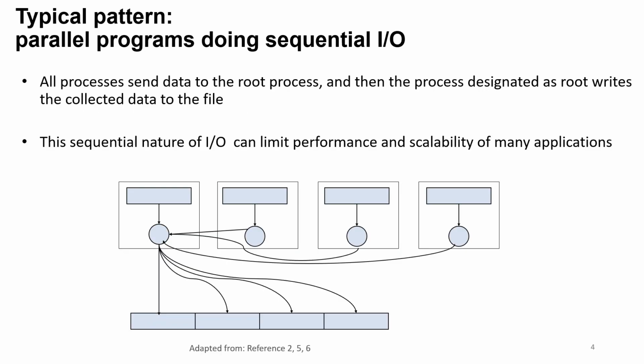One pattern that we typically observe in parallel programs involves all processes sending their data to the process designated as root, and then the root process writes the collected data to the file. Now, as the process of writing the data to a file from the root process is sequential, the I/O done with this pattern can limit the performance and scalability of many applications.